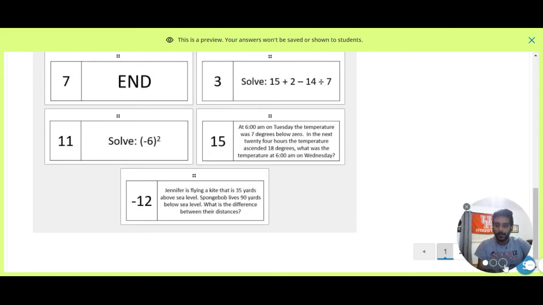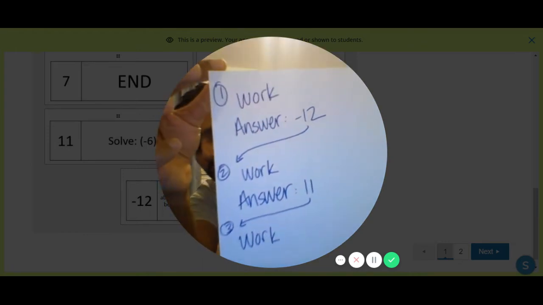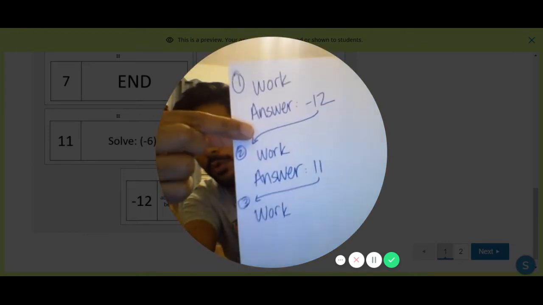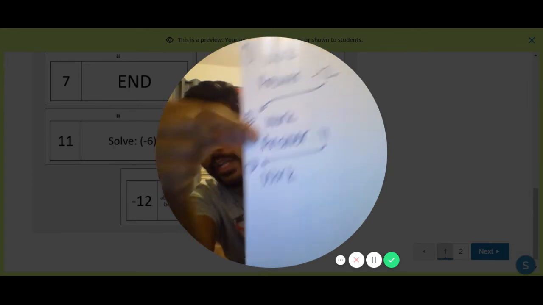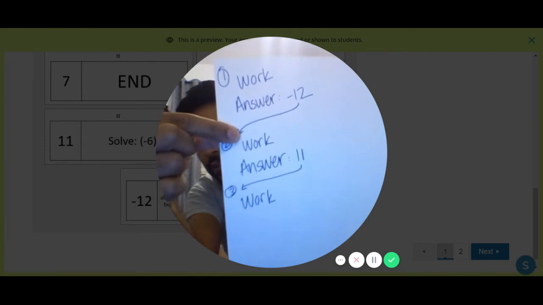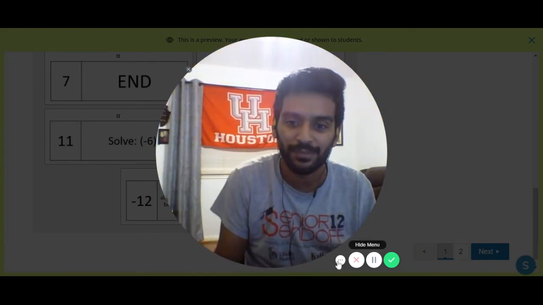Now, if you look at your paper, and you can see it on mine, I'm going to do the first one, show my work, and then put my answer. So -12 will lead me to the next question. Now, these are not the right answers, don't believe it. And then from there, I'm going to do my work, get my answer, and it's going to lead me to my next question. All right?